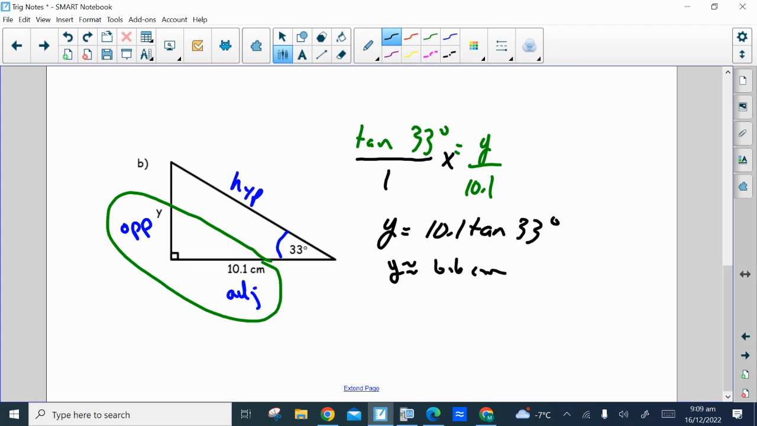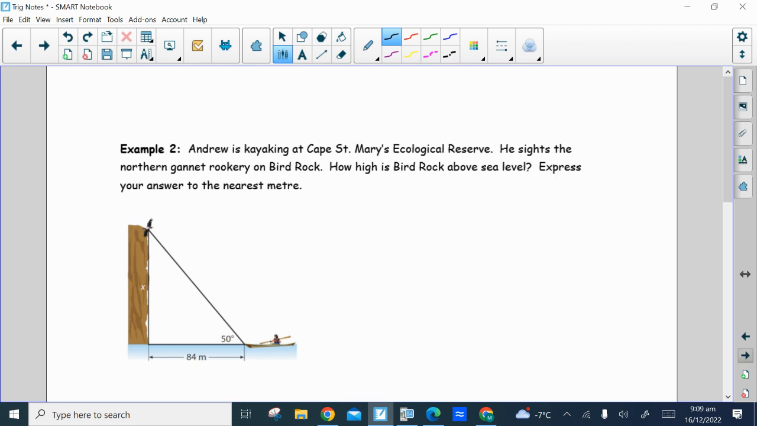Okay? So that's how we use trig ratios to find missing sides of triangles. Example 2 then on the next page. Andrew is kayaking at Cape St. Mary's Ecological Reserve. He sights the northern gannet rookery on Bird Rock. And you can see that the angle from where his kayak is up to the top of that rock is 50 degrees. We also see that his kayak is 84 meters away from the base of the rock. We want to know how high Bird Rock is above sea level. So we want to find h, or x, which is the height of this rock.